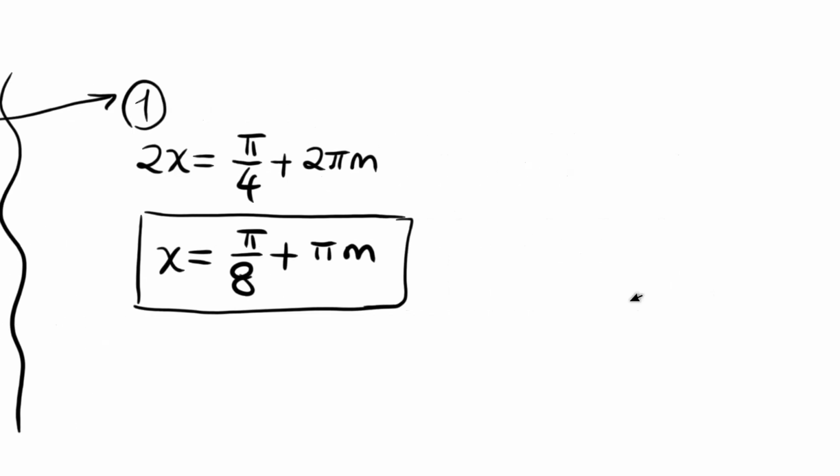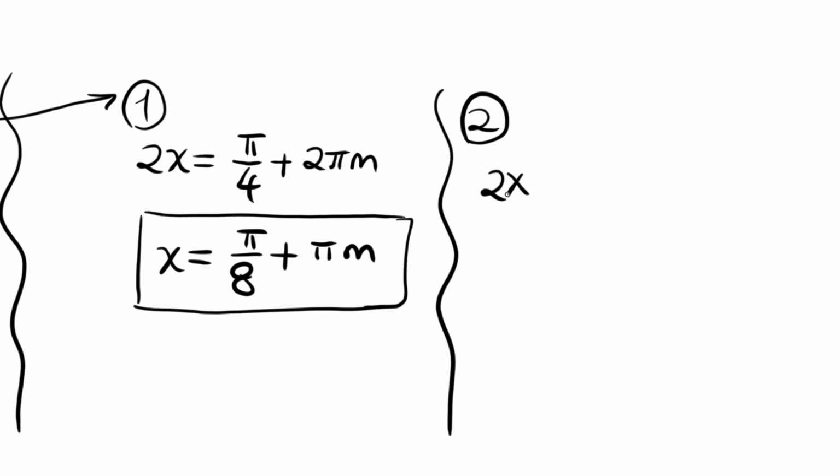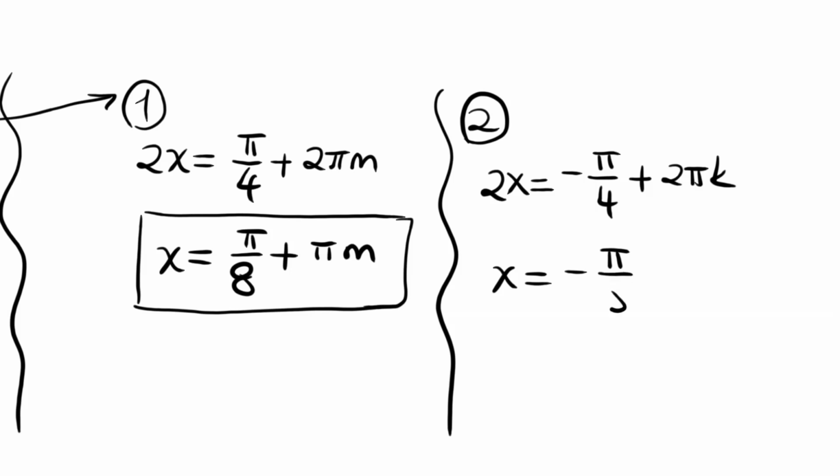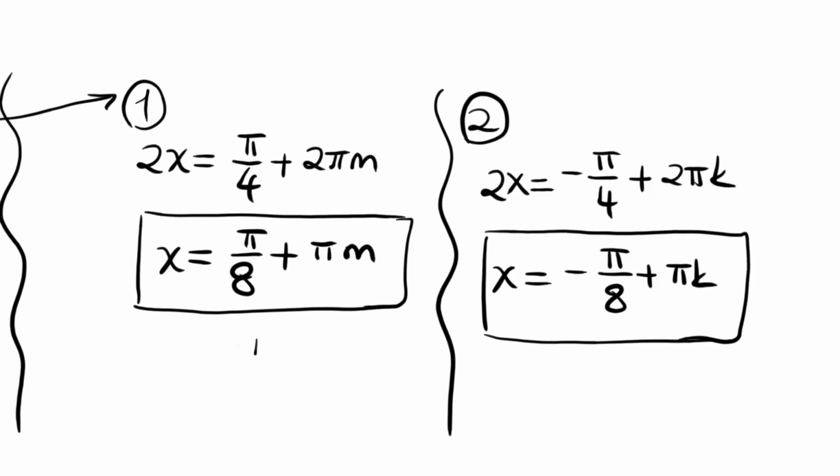Or the second solution, let me write here, is 2x is equal to negative pi over 4 plus 2 pi, let's say k, and x is equal to negative pi over 8 plus pi k, k being an integer. Here m is an integer and here k is an integer. These are the general solutions, but as I said, the minimum positive solution is pi over 8 or 22.5 degrees.